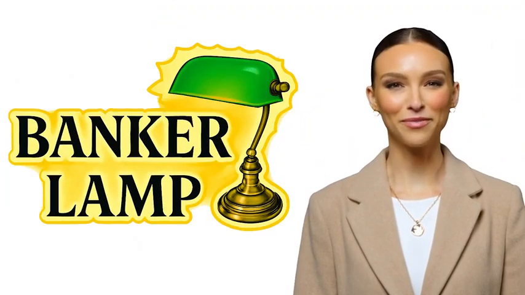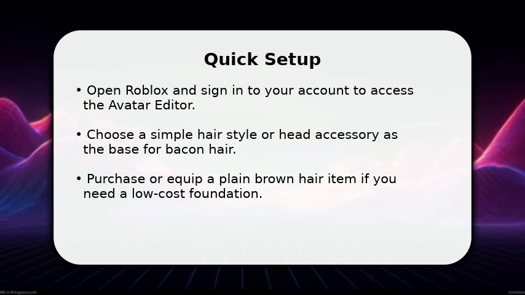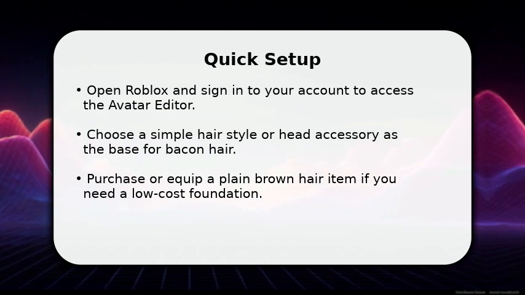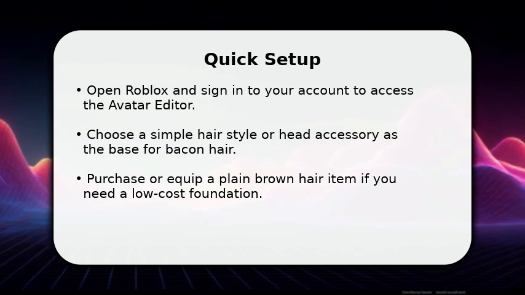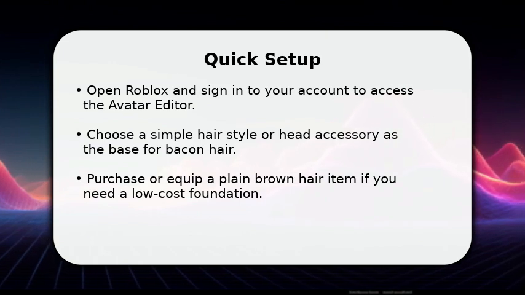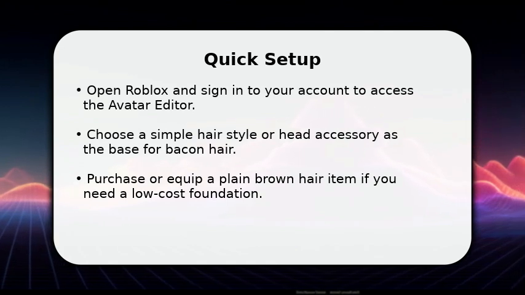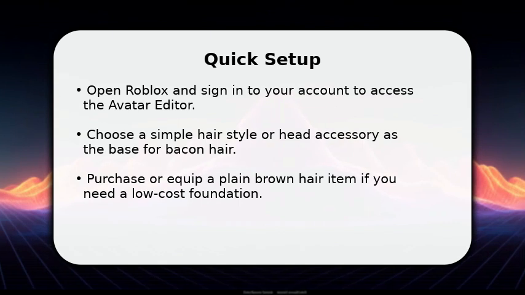Please enjoy the video. In this video, I will show how to make a bacon hair avatar in Roblox, updated. Open Roblox and go to the avatar editor, then pick a basic hair or head accessory as your base. Select brown or tan colors and adjust size until it sits like bacon strips. Add a simple face or no face for classic style. Save your outfit, preview in game, and tweak placement until it looks right and playful.